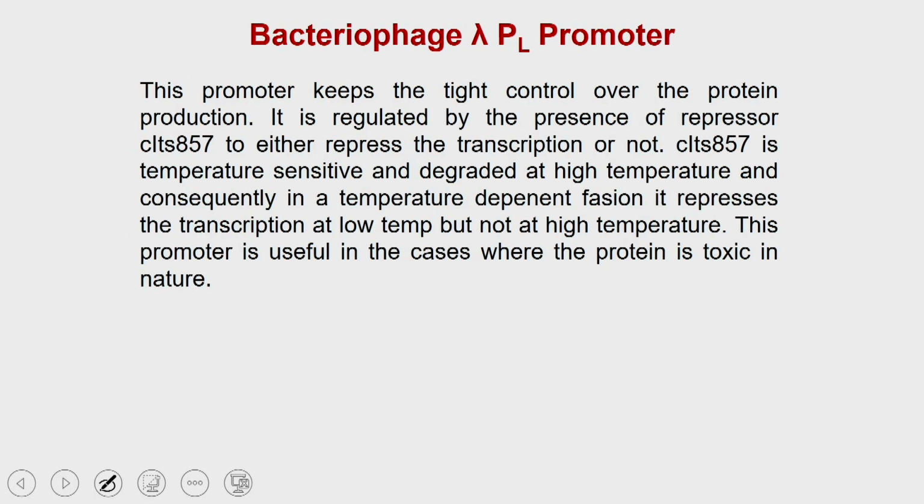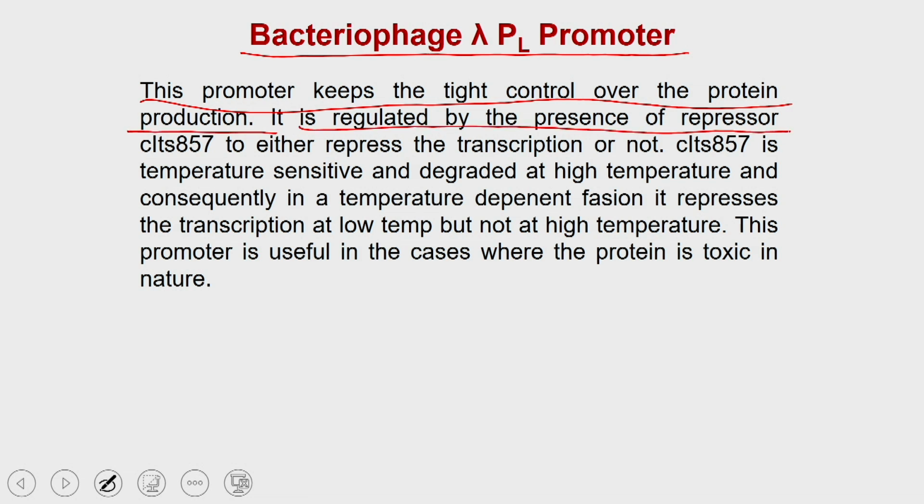Now, the second promoter that people use in the E. coli expression system is called the bacteriophage PL promoter. This promoter keeps tight control over protein production. It is regulated by the presence of a repressor called CI857 (cI857) to either repress the transcription or not.